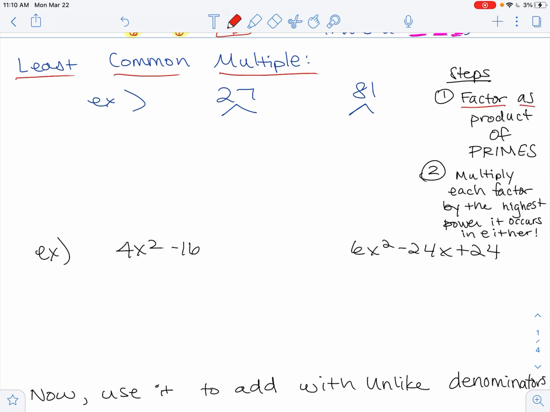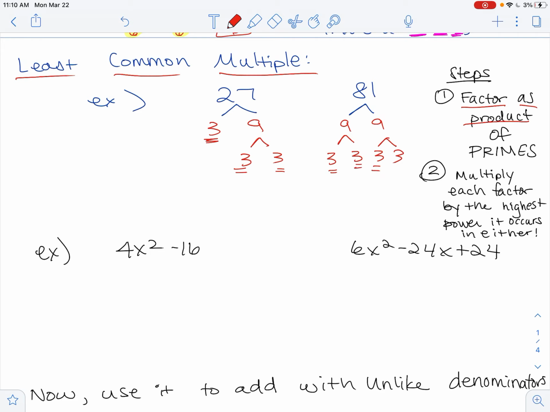So first, we're going to factor as a product of primes. So let's factor 27 down. Let's just see. I know 3 and 9 can make 27. This is a prime, so that's done. Let's make these into primes. So basically this is 3 to the 3rd power. 81 can be written as 9 times 9, which breaks down to 3 times 3 and 3 times 3. So I'm left with this many.